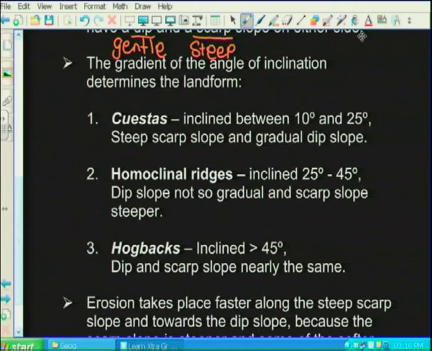Okay, with our inclined strata, grade 12s, we have three different types of specific inclined strata that you need to learn about, and they all have different names based on the dip slope within that structure. So the gradient of the angle of inclination determines the type of landform.